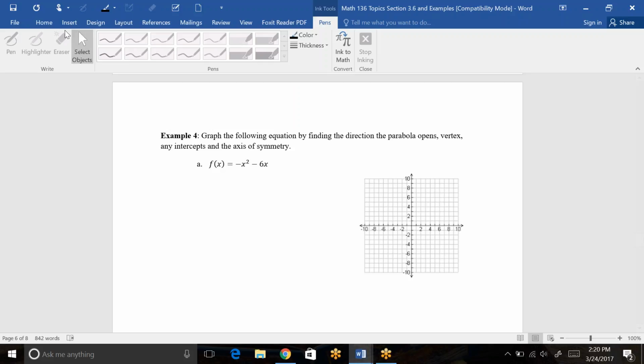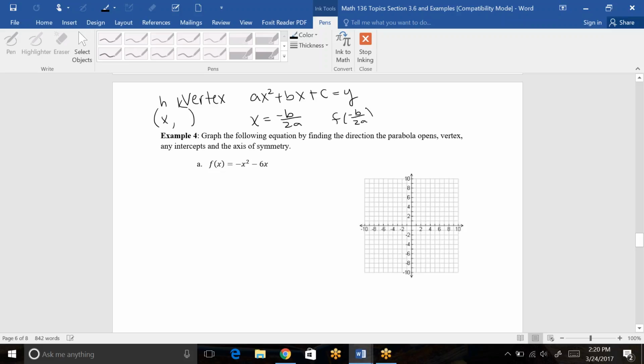The formula that we learned that helps us find the vertex is that if you want to find your vertex from standard form, so if you're in this form right here, you take x equals negative b over 2a to find the x coordinate of that, so that'll be our h, and then you plug that back into the function to find your y coordinate. So that's how you find your k. We also learned that we could find our x-intercepts and y-intercepts.